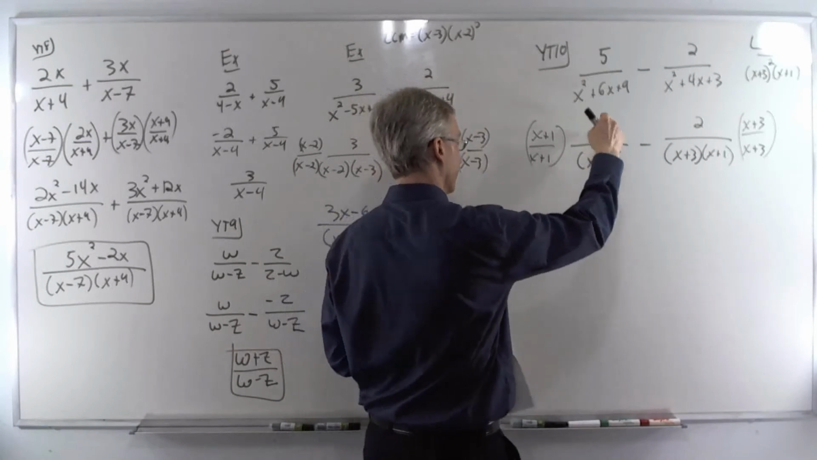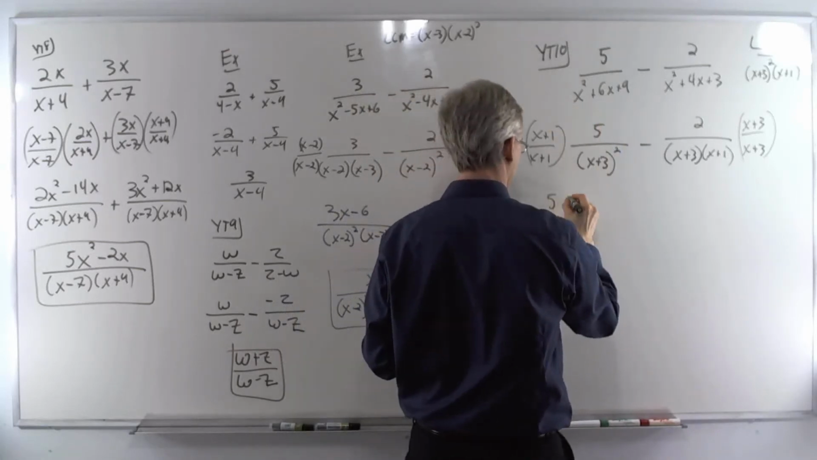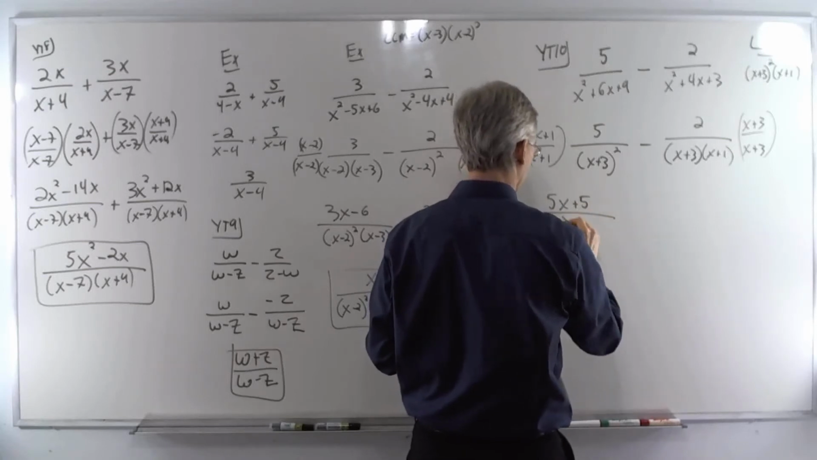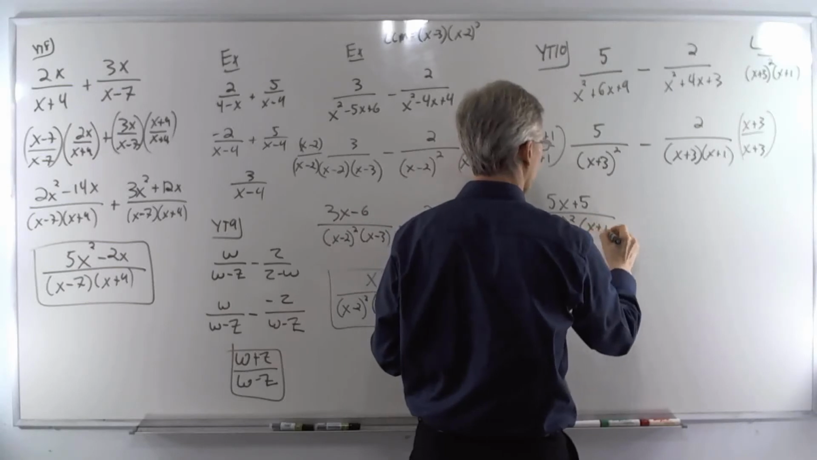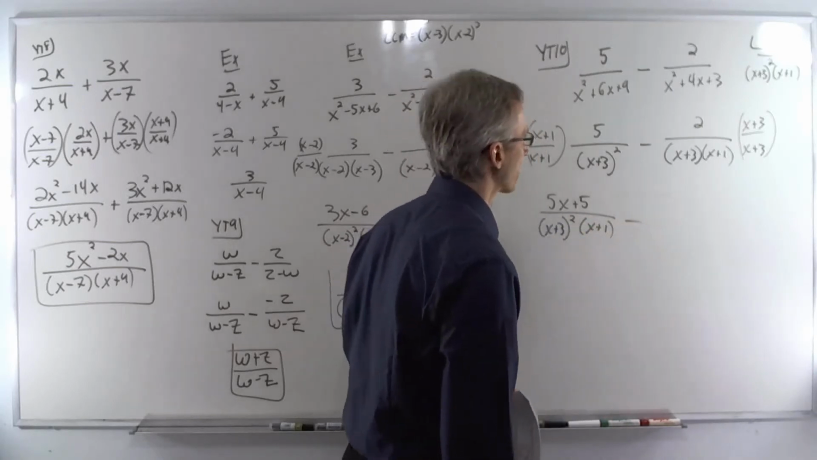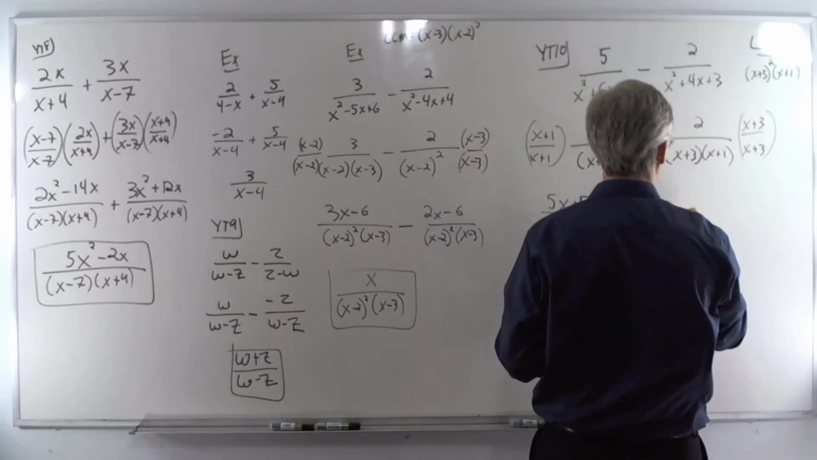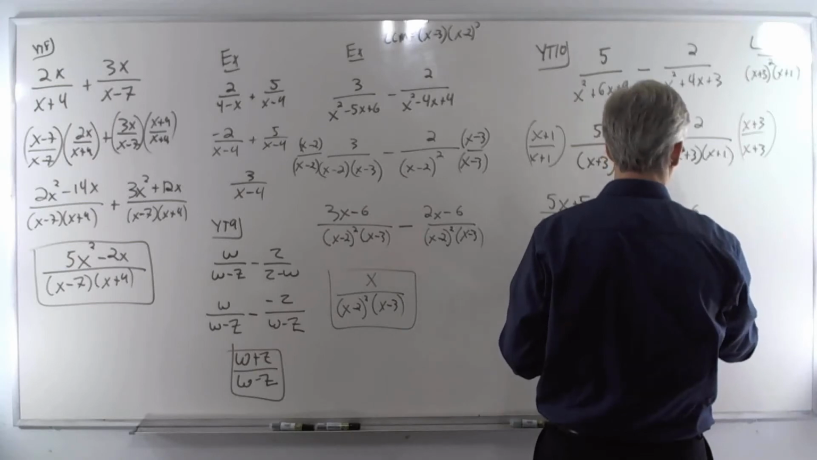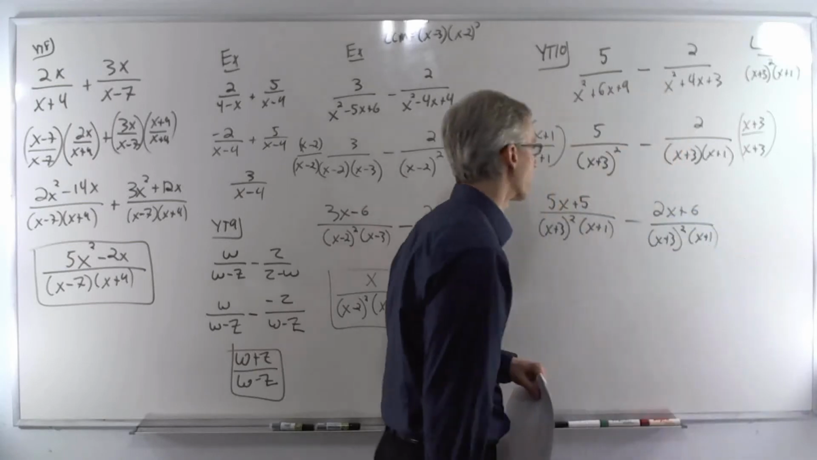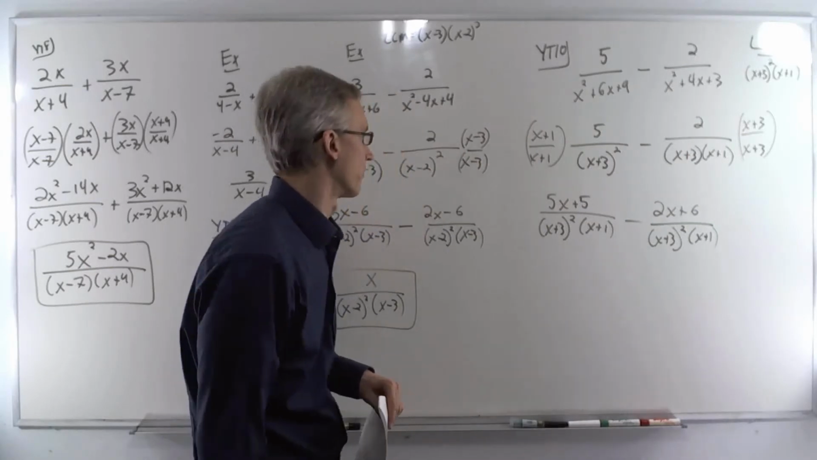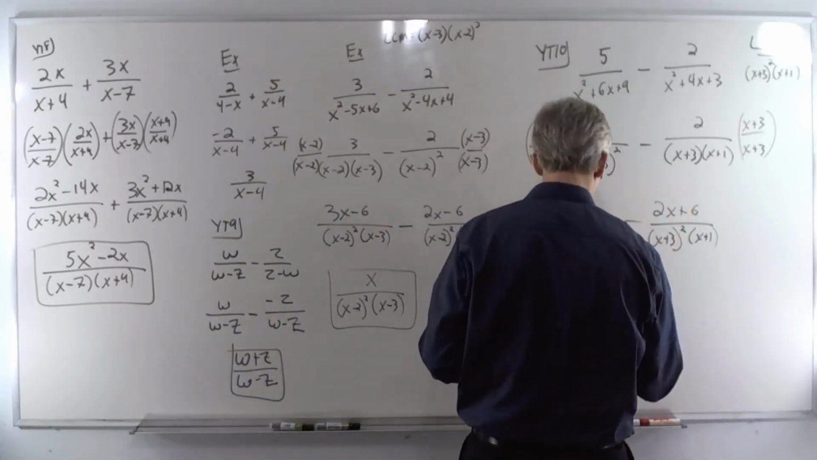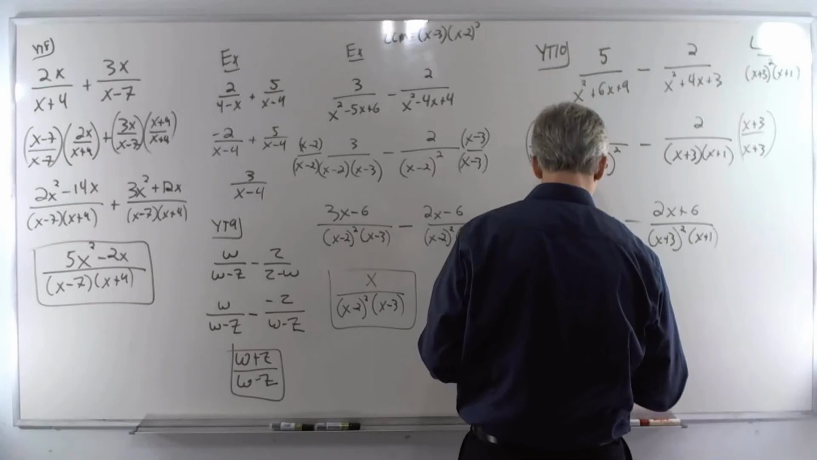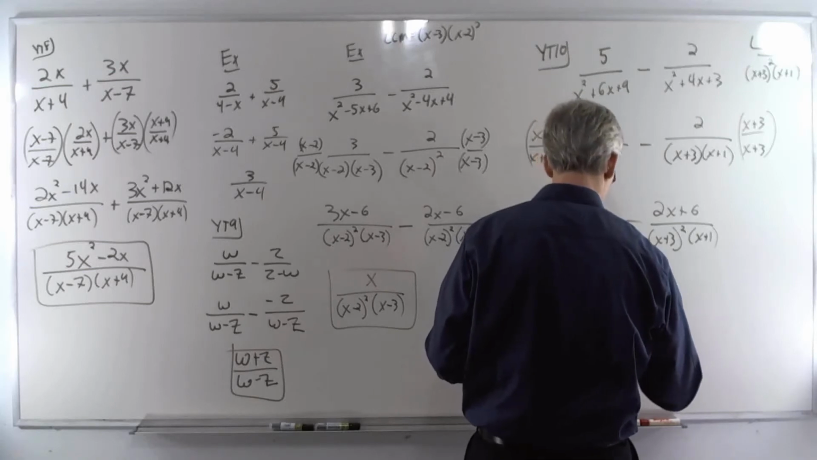Now distribute 5 into x plus 1. That gives us 5x plus 5 over a common denominator of x plus 3 squared times x plus 1. And on the right hand side, we're going to distribute 2 into x plus 3, so that is 2x plus 6 over x plus 3 squared times x plus 1. All right, now we're ready to combine. 5x minus 2x is 3x, and 5 minus 6 is negative 1. So we get 3x minus 1 over x plus 3 squared times x plus 1.